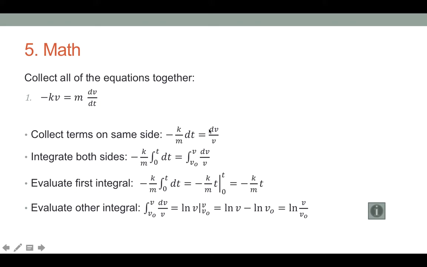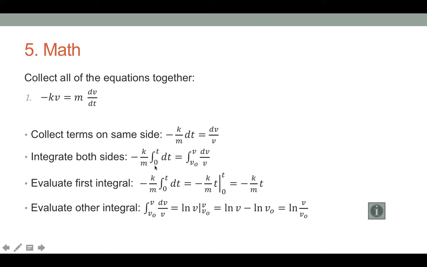We're going to solve this by just integrating both sides of the equation, because what we have right here is how a small change in velocity is related to a small increment of time. And we're basically going to add up all those small increments of time and add up all those small increments of velocity to get the overall velocity at a later time t.